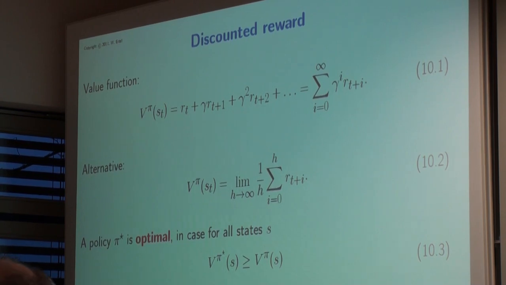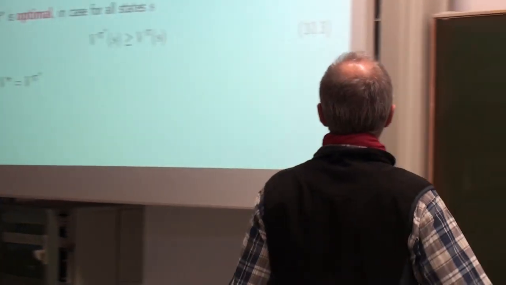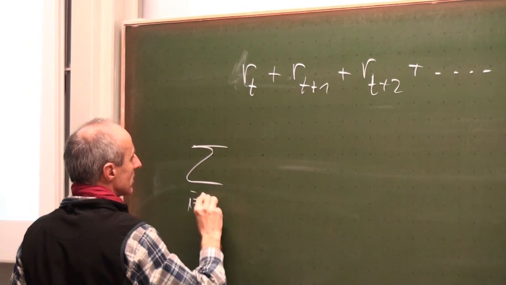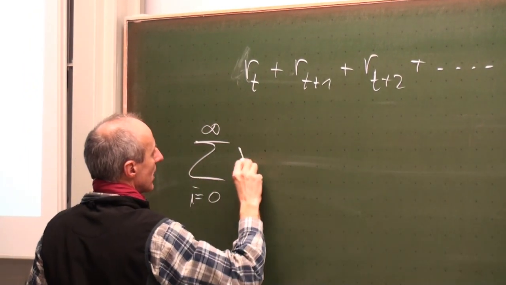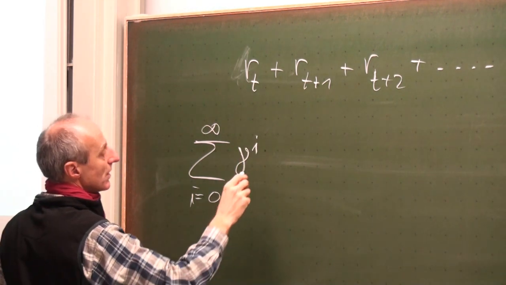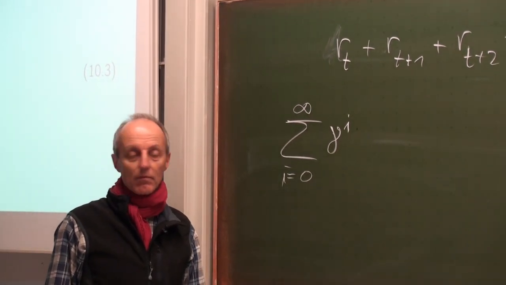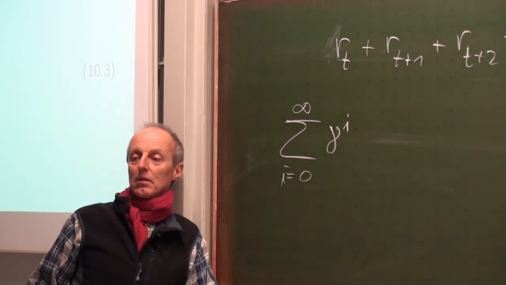Now look at this sum. Why does this sum converge? Let's make a very simple assumption. Let's assume the reward from the environment is constant and it is equal to 1. Then this sum, i equals 0 to infinity, gamma to the power i times 1. So now what is this? Why does this sum converge?